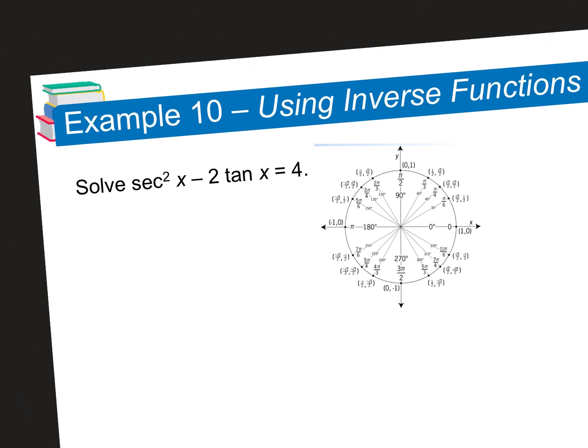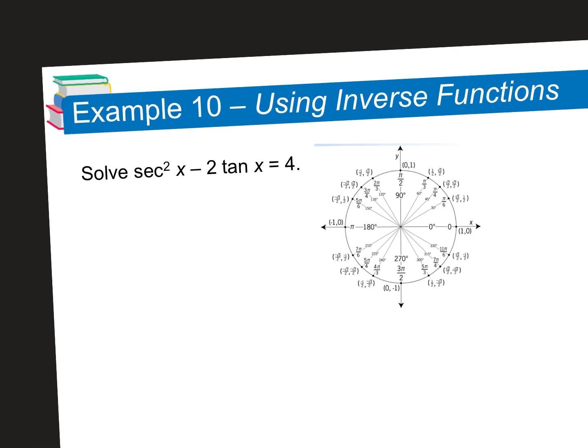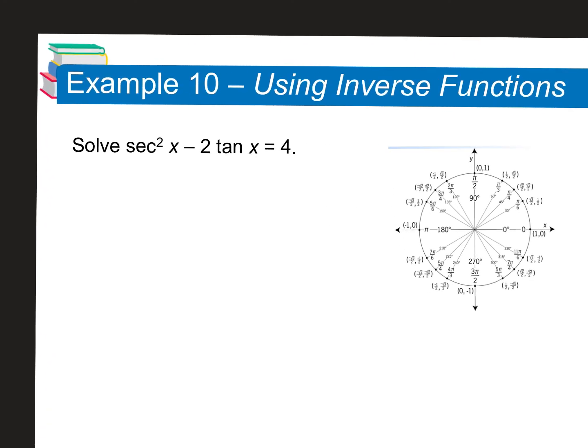All right, this last one we're going to solve. Oh, this one just looks too hard. I'll give you the unit circle, and I will give you your identities for your test. So first things first, we need to get everything where? On one side. So I have secant squared x minus 2 times tangent of x minus 4 equals 0. Agreed? Okay. We have a quadratic, so we're going to factor.